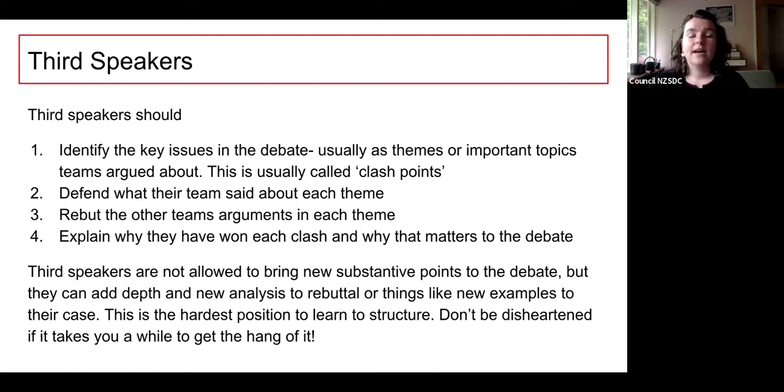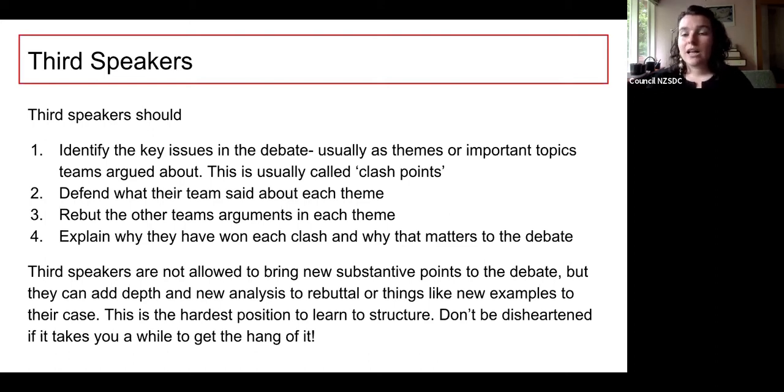So try identifying the main things that you were debating about, the main issues that kept coming up in the debate, and then what did you say, what did they say, why was what you said more true or more important than what they said. And then the one rule about a third speaker, though, is that you're not allowed to make a new substantive argument.